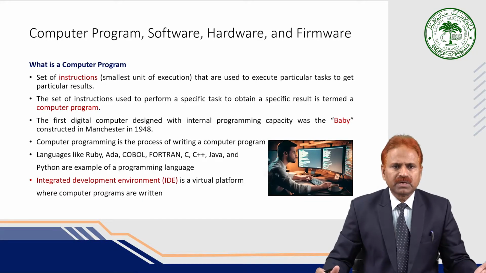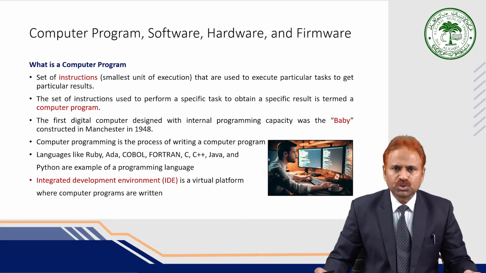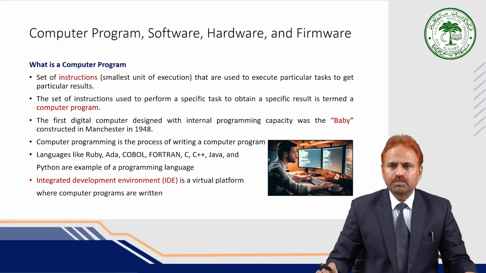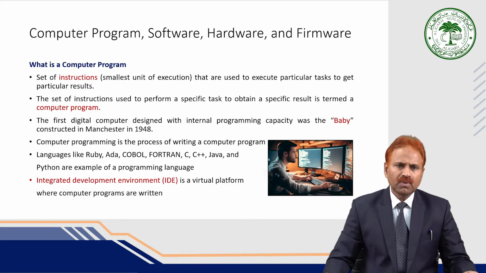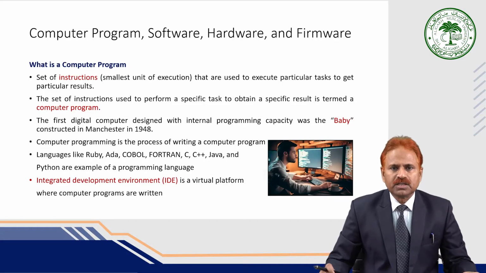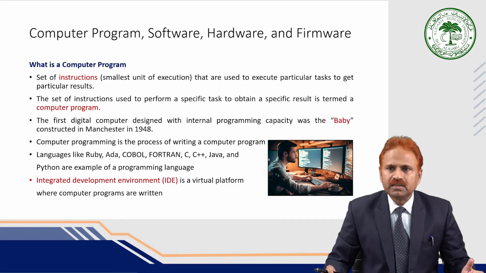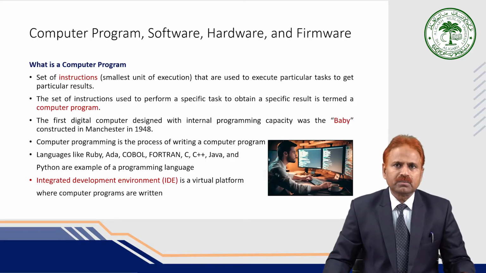Computer programs are nothing but a set of instructions, which you may call the smallest unit of execution, that are used to execute particular tasks to get a particular result. In other words, the set of instructions used to perform a specific task to obtain a specific result is termed a computer program.